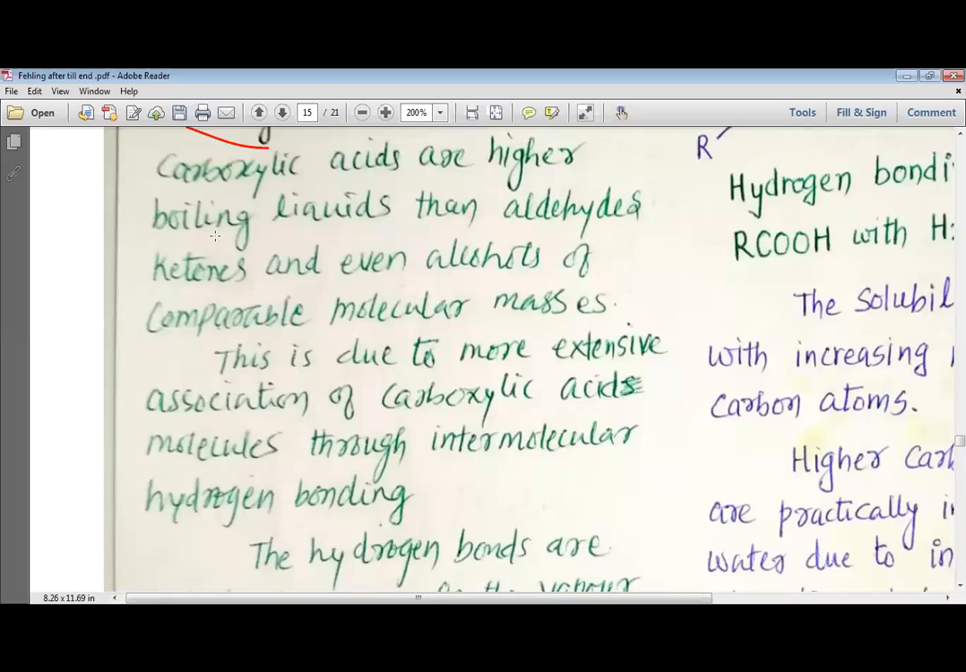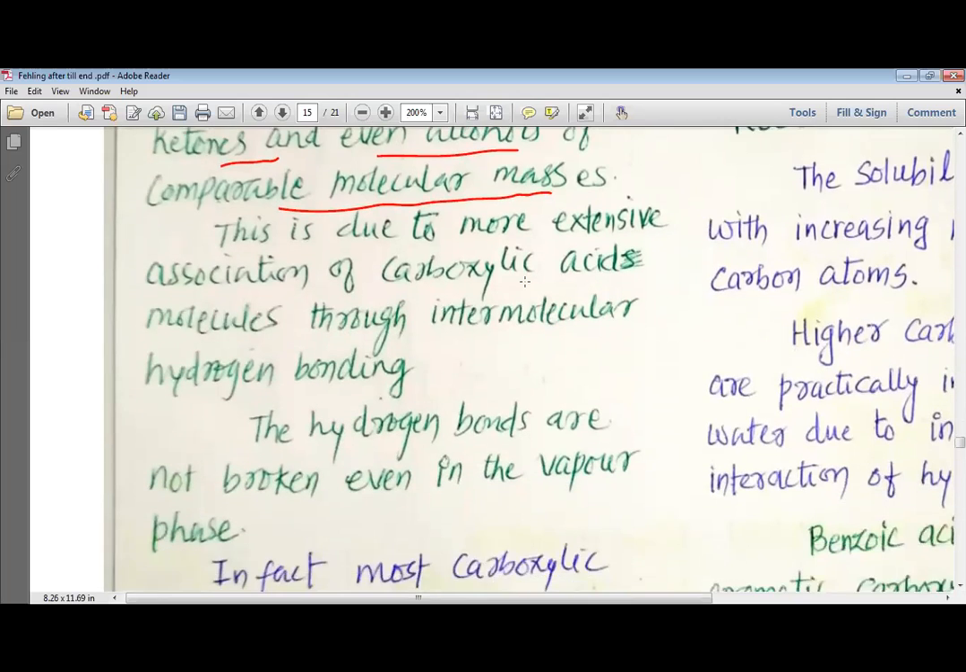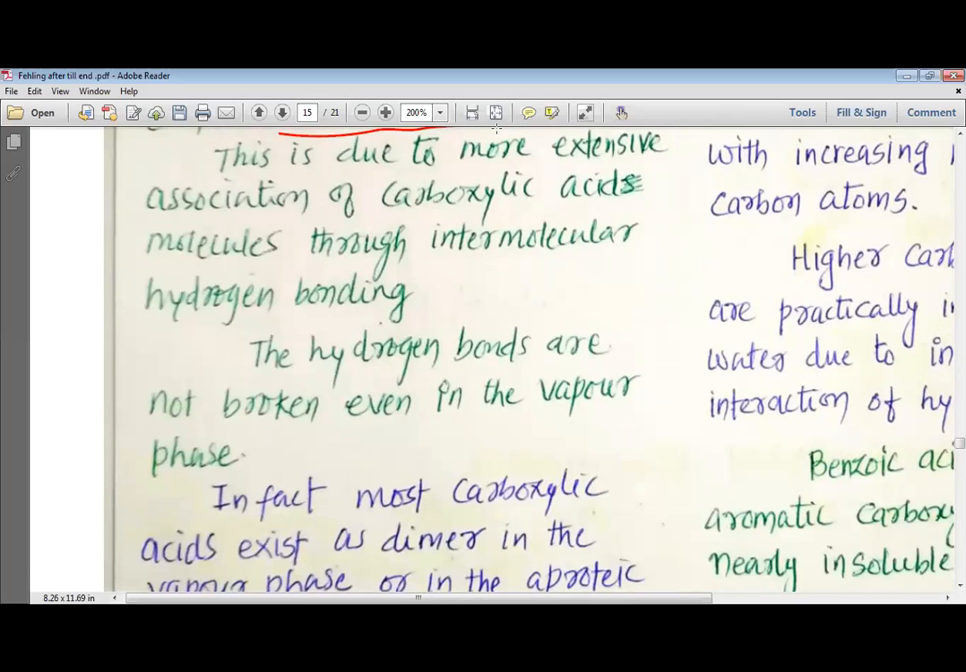Carboxylic acids are higher boiling liquids. Now, why higher boiling? Because they have hydrogen bonding that we are going to study in detail. So, carboxylic acids are higher boiling liquids than aldehydes, ketones, and even alcohols of comparable molecular masses. So, my dear students, from this sentence, we realize that these compounds may have even stronger hydrogen bonding than the type found in alcohols, because their boiling points are even higher than the alcohols.